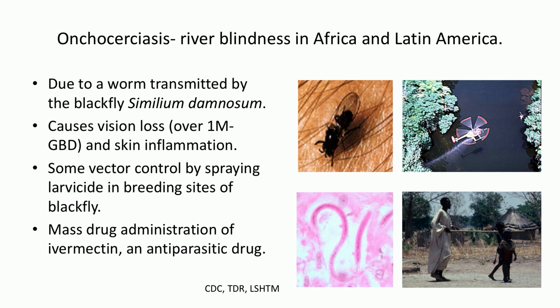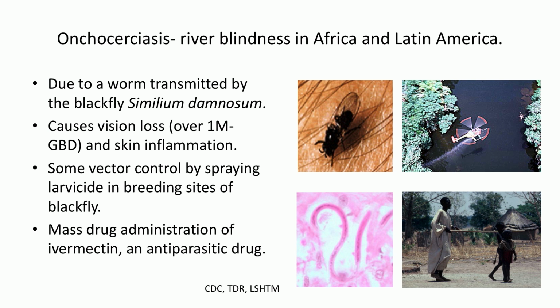Another fly-transmitted infection is this one, onchocerciasis, river blindness. Very common in limited parts of Africa and much less common, now almost gone actually, in parts of Latin America. It's a worm, passed on by this fly on the left, Simulium damnosum, and it causes vision loss and can also cause skin inflammation, which sounds trivial, but it's non-trivial.